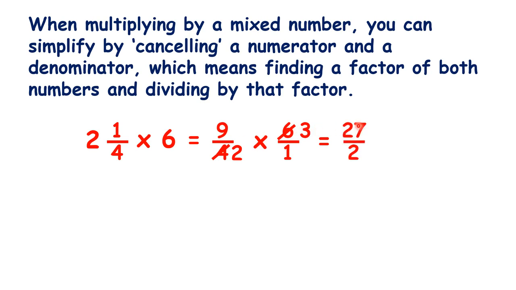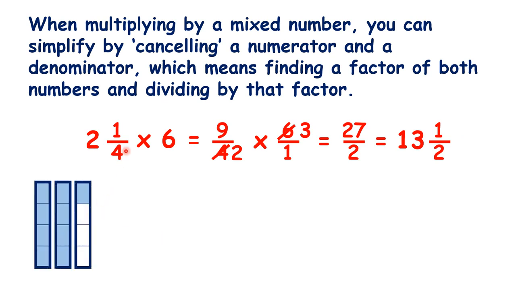So 9 times 3 is 27, 2 times 1 is 2. So now we just need to change it back into a mixed number, so we have 13.5. So let's show how this works.